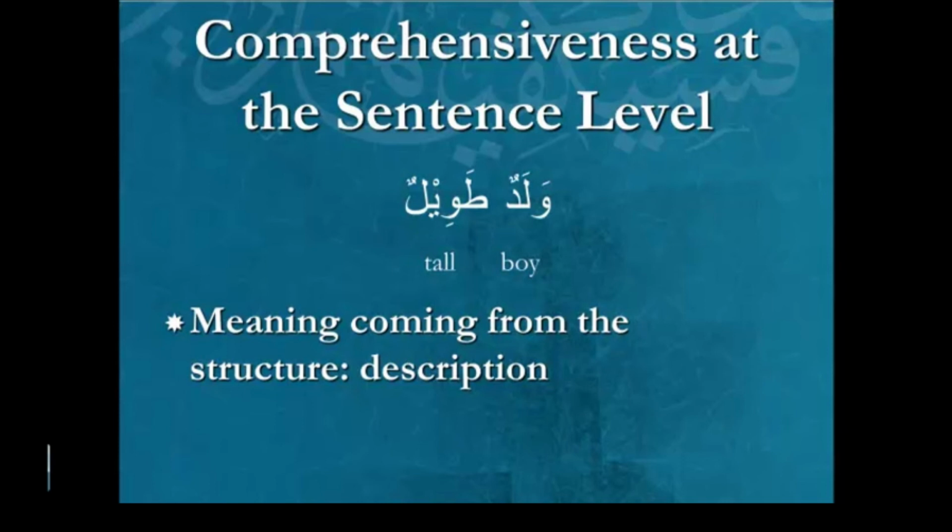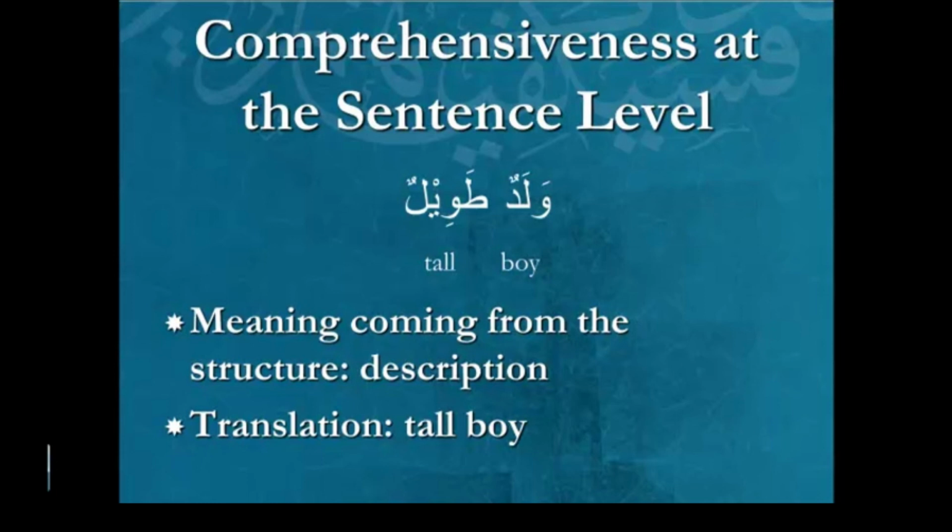Okay, so some of it's coming from the patterns and the endings, and some of it's coming from the structure. So this is an example of a meaning that comes from the structure, the description. The word walad and the word tawil individually do not contain the meaning of description. It's when you line them up together, in that way you get the third meaning of description, and the translation is tall boy.